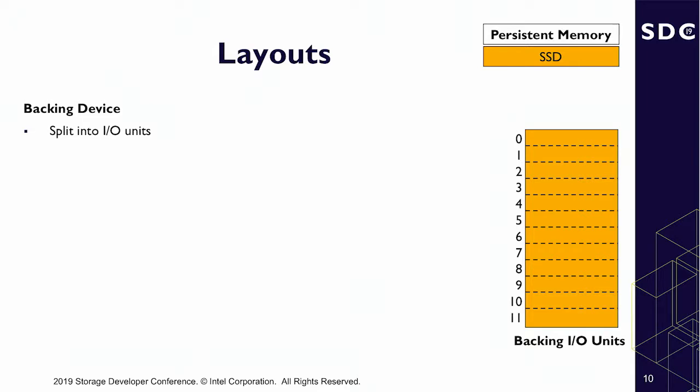So we split this up into the I/O units. For this example, we're going to assume each of these I/O units is 4K, which means we're always going to be reading or writing to the backing I/O device in 4K units.